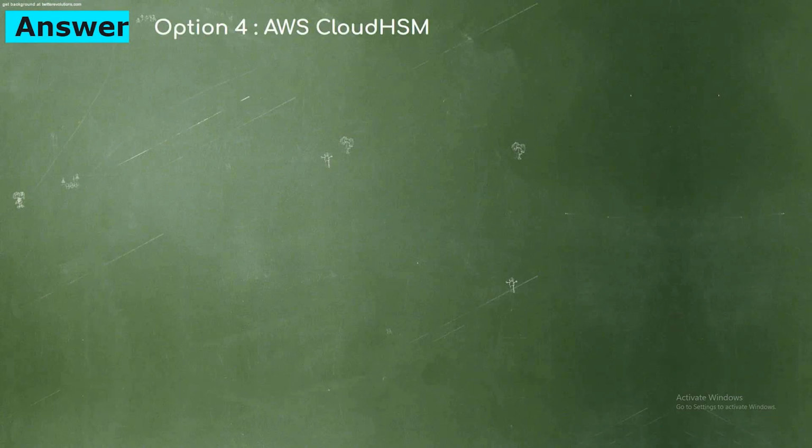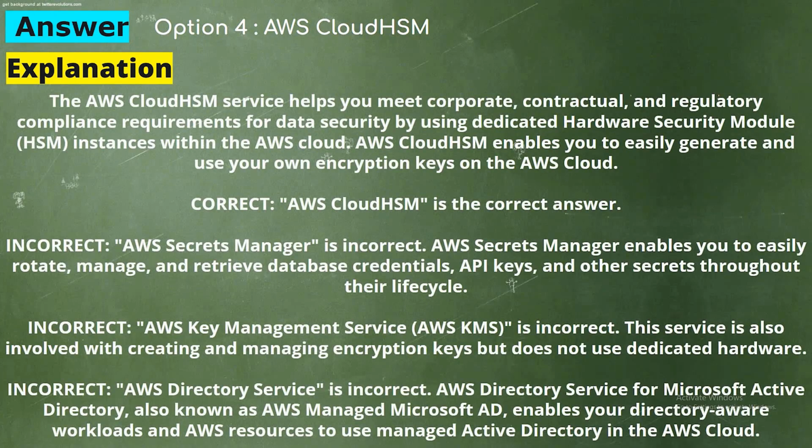AWS CloudHSM. Explanation. The AWS CloudHSM service helps you meet corporate, contractual, and regulatory compliance requirements for data security by using dedicated hardware security module, HSM, instances within the AWS cloud. AWS CloudHSM enables you to easily generate and use your own encryption keys on the AWS cloud. Correct. AWS CloudHSM is the correct answer.